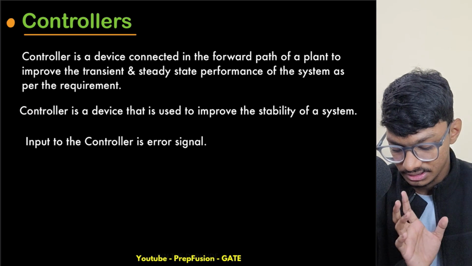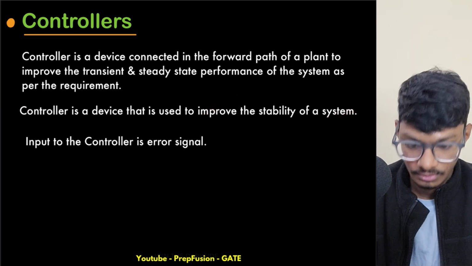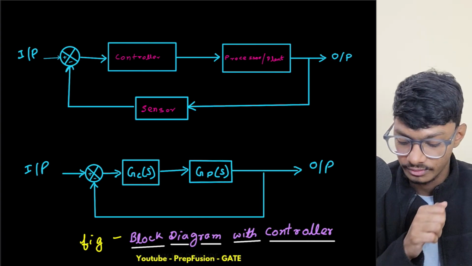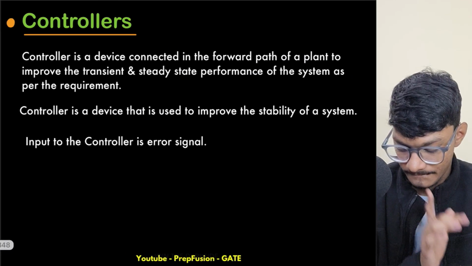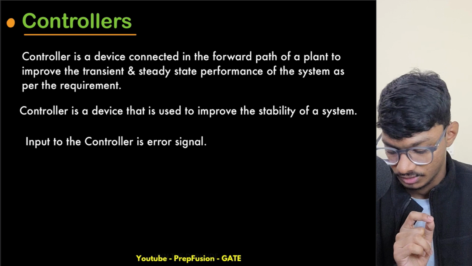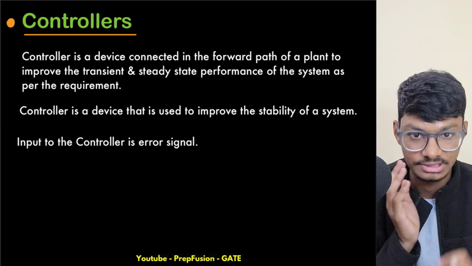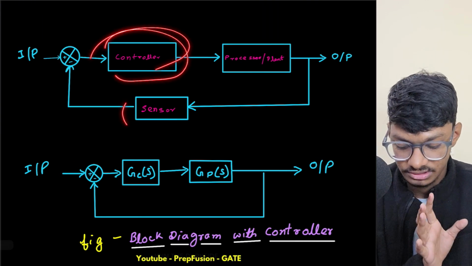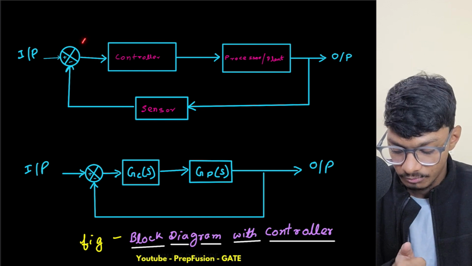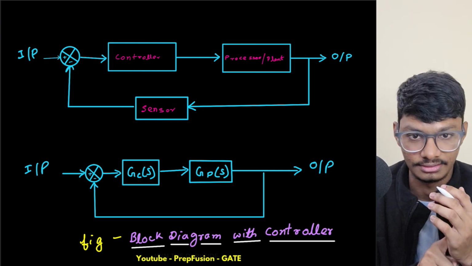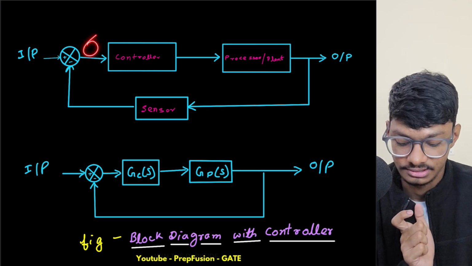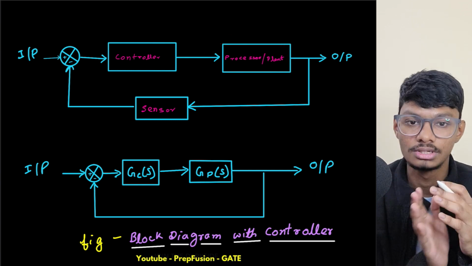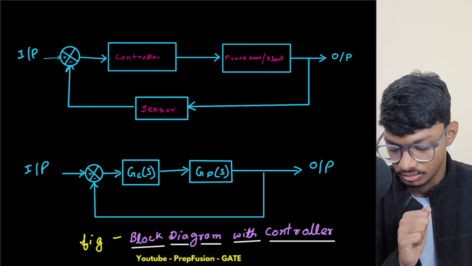Also, a controller is a device that is used to improve the stability of the system. So obviously it comes under the steady state itself. If a system is unstable, then the controller will help us make the system stable. Now the input to the controller is the error signal. We have understood this concept in the steady state error part. There was one controller, sensor, and the same block diagram. So the input to the controller was always the error signal, and it will give the output according to the error signal. And obviously you have to design the controller in such a way that it will improve the plant performance and the stability.